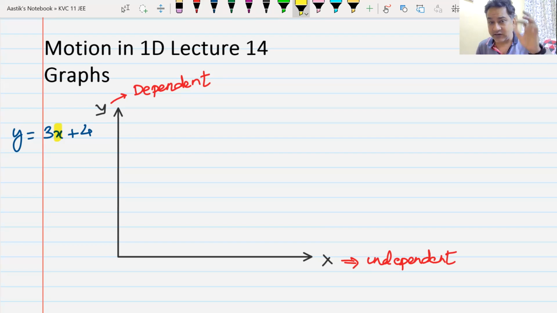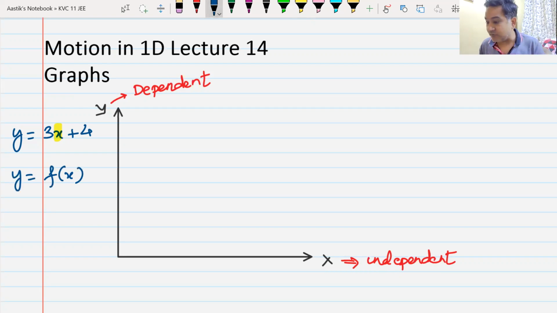The value of y is not in your hand. It's a dependent variable, it's dependent on x. The value of x is in your hand. You can give it any value. Therefore, this x is known as the independent variable and y is known as the dependent variable. And I always write this like this: y is equal to f(x).